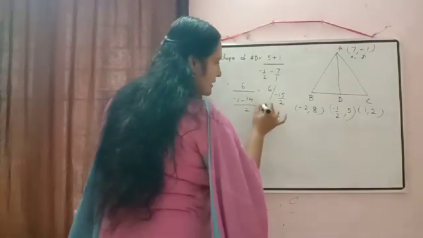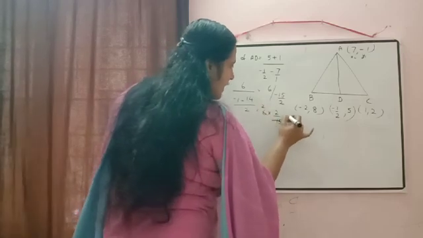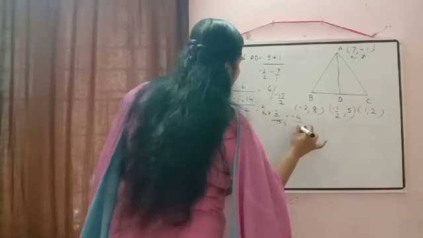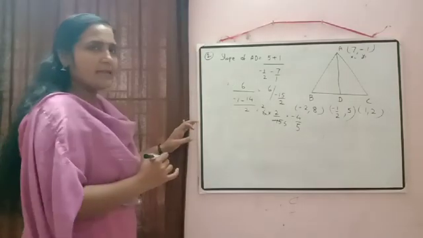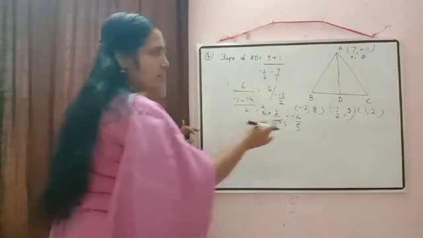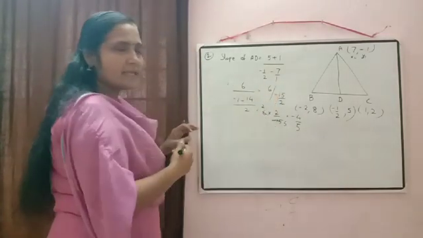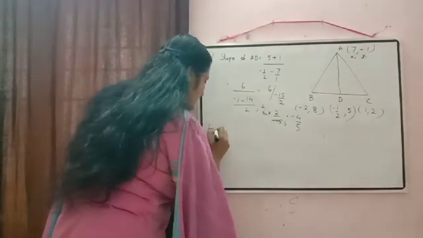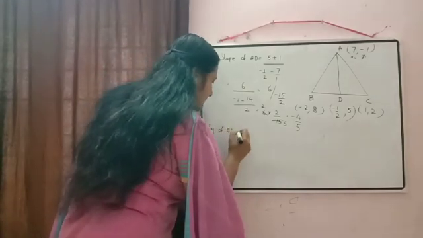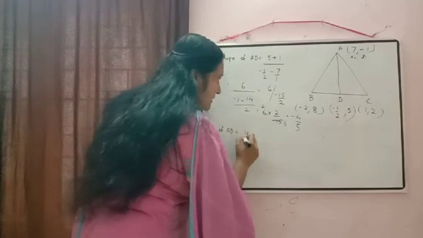Here we can cancel it. 3 2s are 6, 3 5s are 15. So slope of AD is equal to minus 4 by 5. Now we got the slope and we have the points here. Now write down equation of AD is equal to y minus y1.